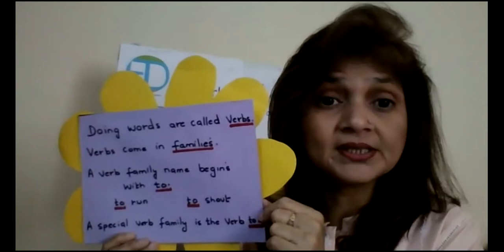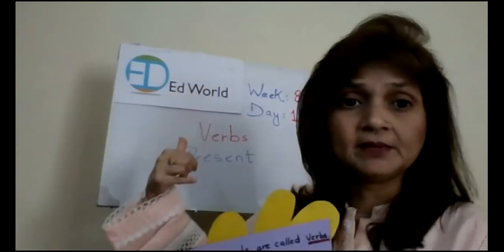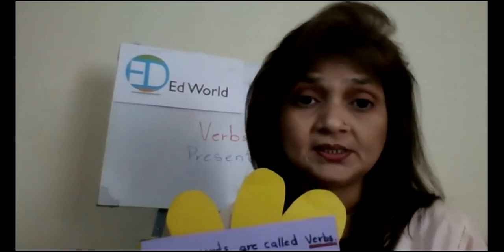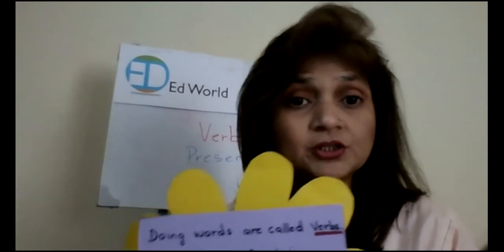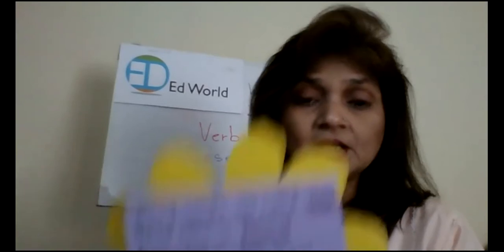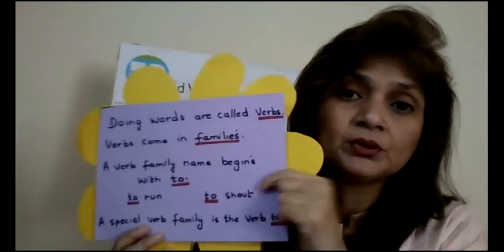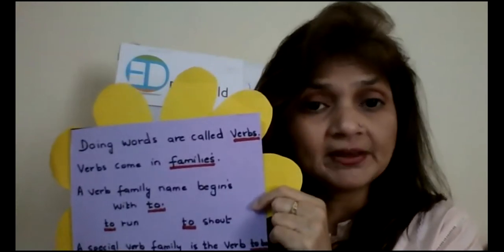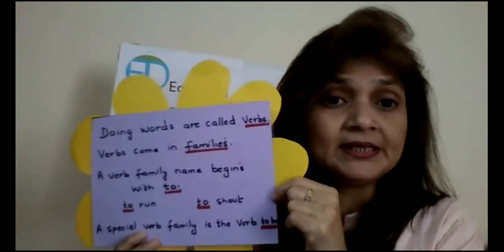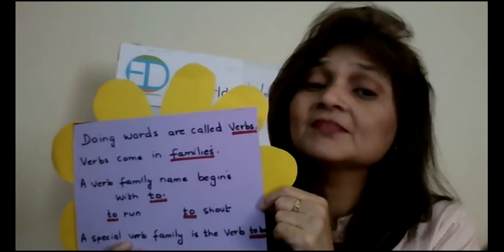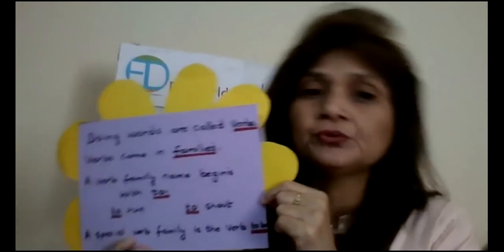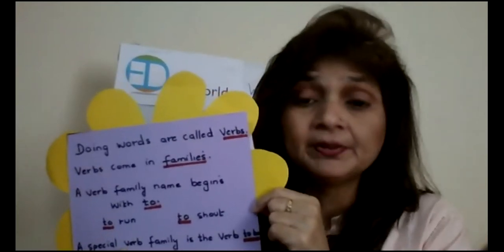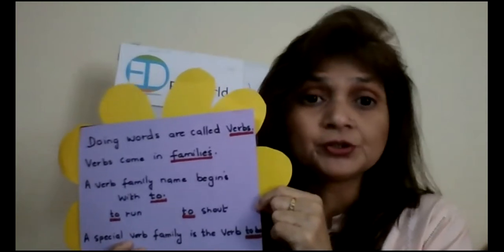And when do we use them? We use them when we are talking about the simple present tense. Okay? When we are talking about the present form. Do you understand? So this was all about the verb and verb family, because verbs come in families, and a verb family name begins with to, like to run, to write, to read. Remember, I've shown you a PowerPoint also.